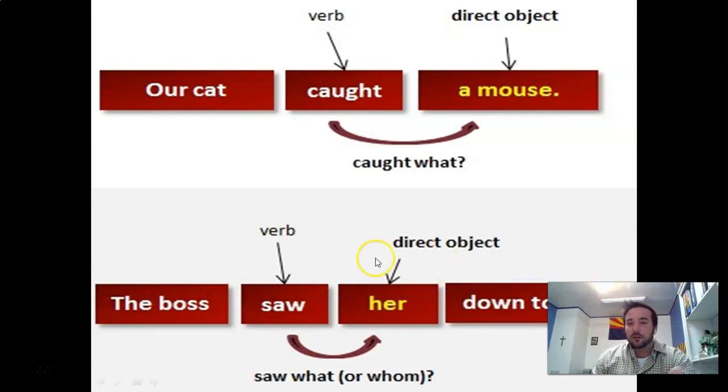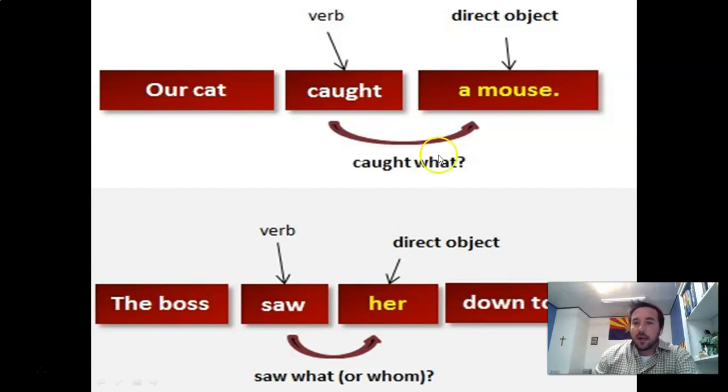Let's go a little longer here. They're trying to throw in more words. Don't get confused. Just do the 3 steps that we've done the whole time. The boss saw her downtown. Who or what did something? The boss. What did the boss do? Saw. Now saw whom? Her. Okay? Her is the direct object.